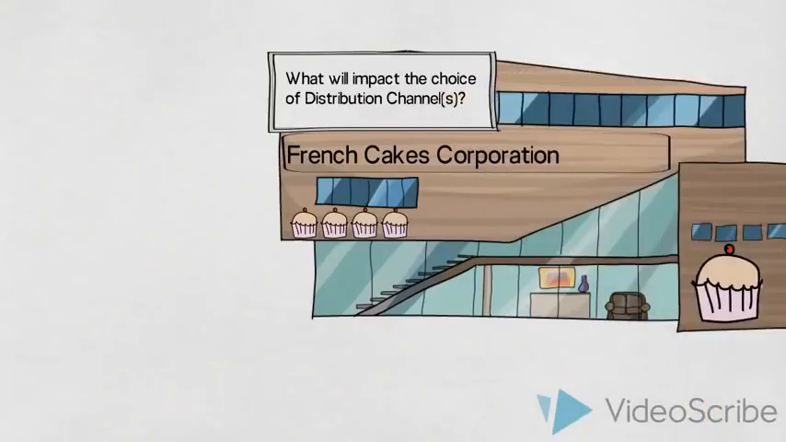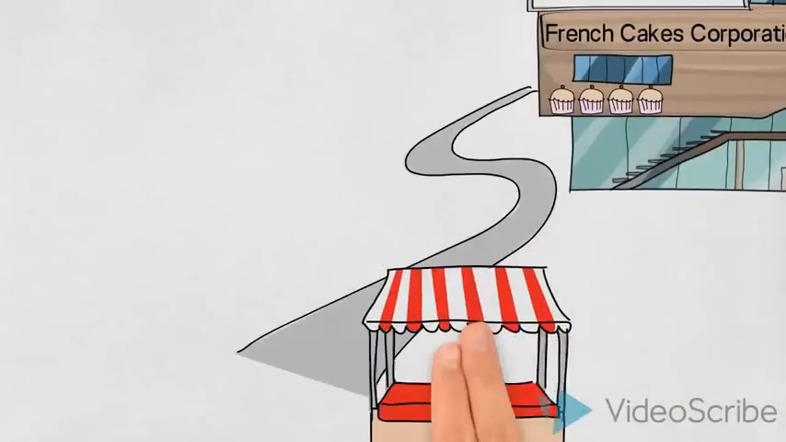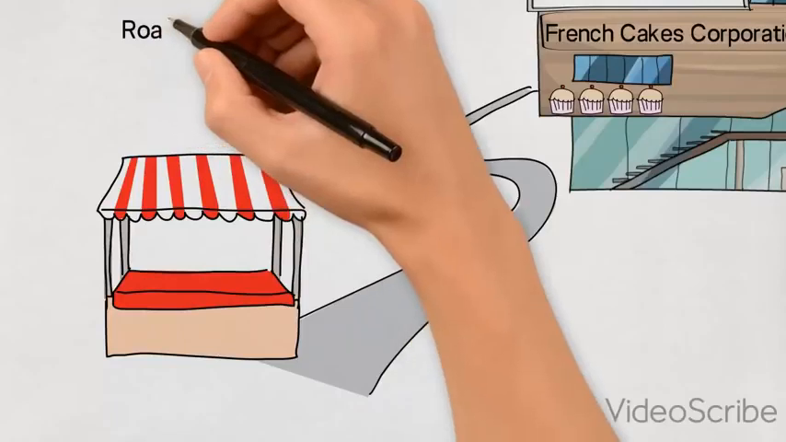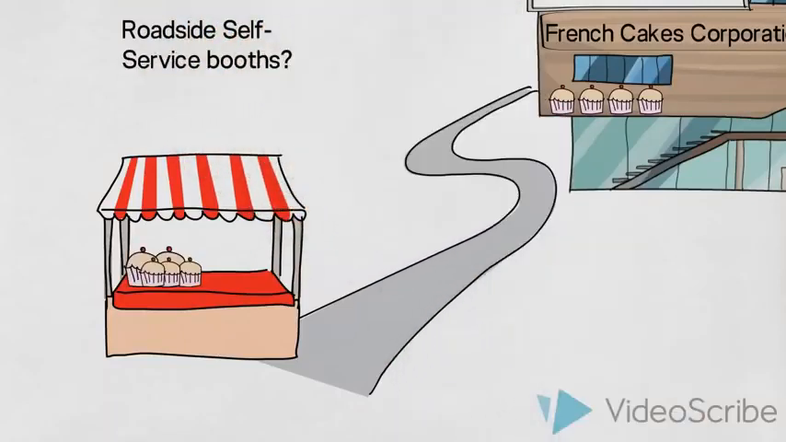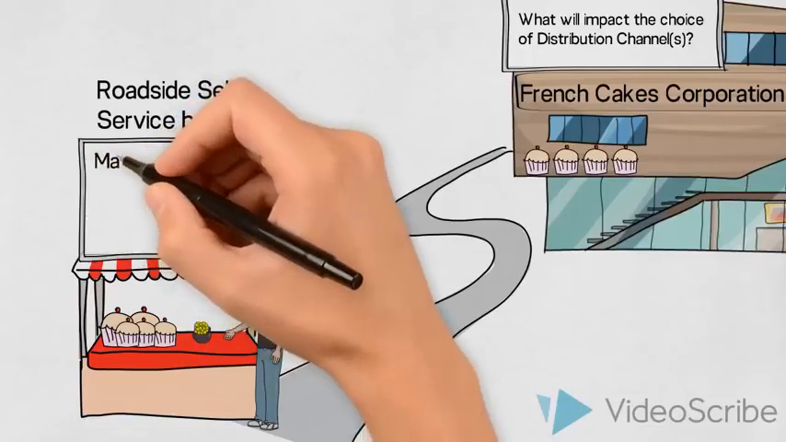Let us imagine that they had the idea of selling their cakes and desserts in rural areas through roadside self-service booths where customers were expected to show up and purchase the products without any assistance. In this case, we could argue that they should first of all have considered some market factors.